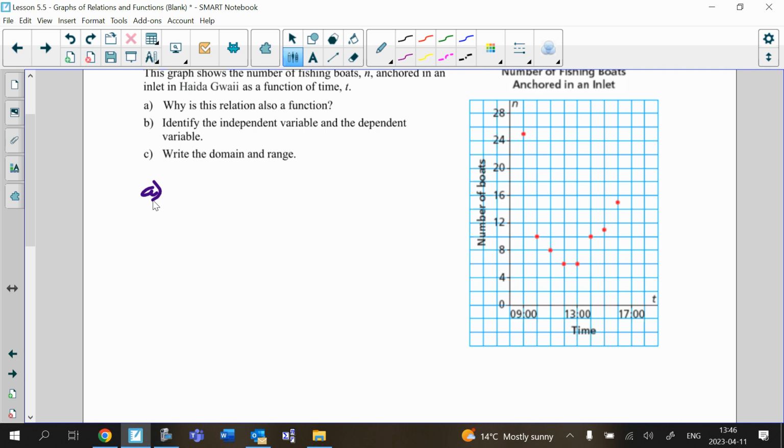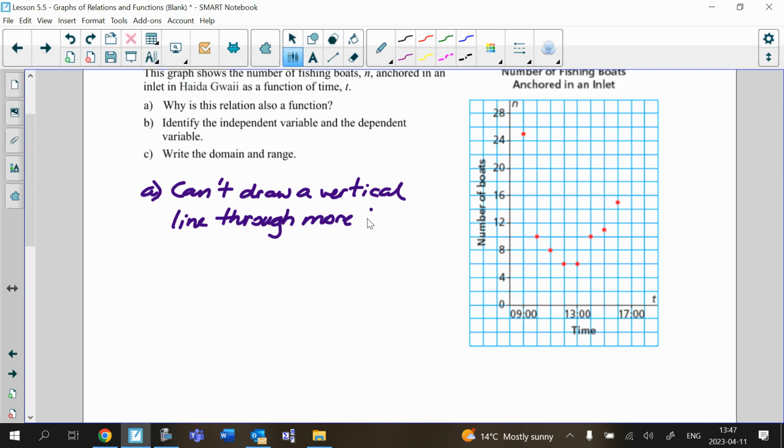We talked about this one before, and perhaps you remember this from science. Which variable is the independent variable and which one is the dependent? Time is independent because it's on the horizontal axis. Number of boats is dependent. So I'm just going to put IV for independent variable, time, and DV for dependent variable, number of boats, not hashtag of boats. It also means number.